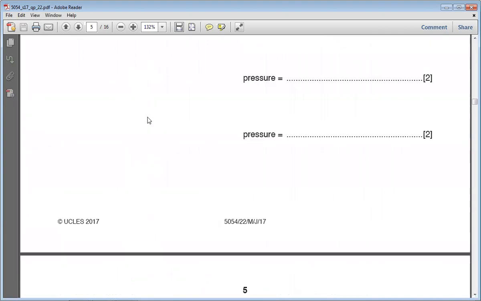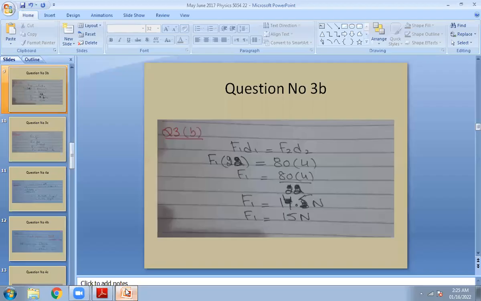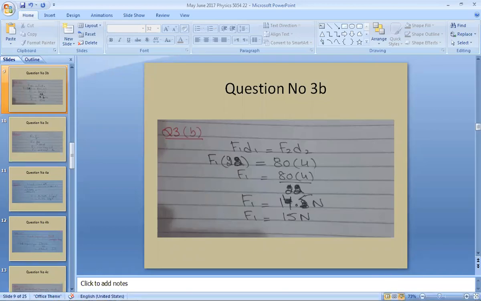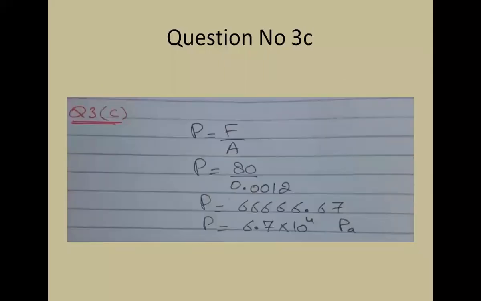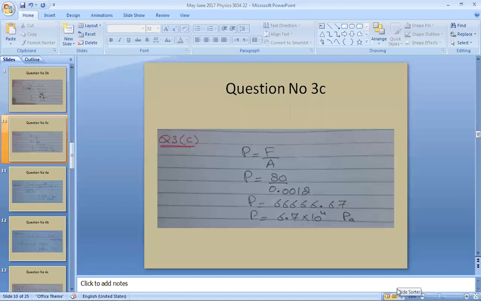So I can easily find out the pressure. The formula for the pressure is force divided by area. So P is equal to 80 divided by 0.0012, that is 80 Newton divided by 0.0012 meters squared. When you enter this value into your calculator, you will get the answer 66666.67 Pascal. When I write it in standard form, it will be 6.7 x 10^4 Pascal. Hopefully you understand. So we are done with question number 3.